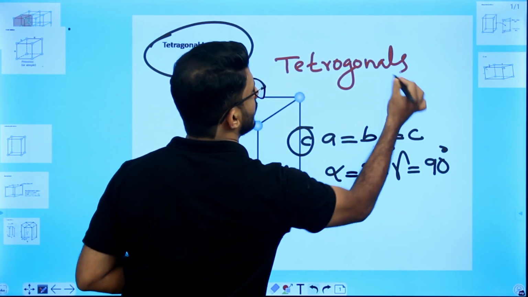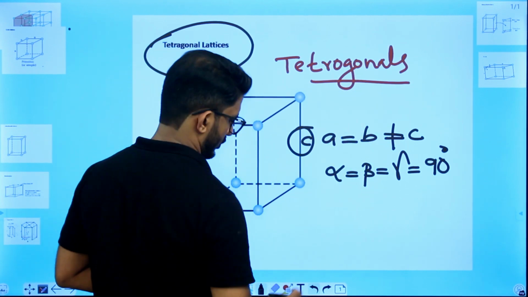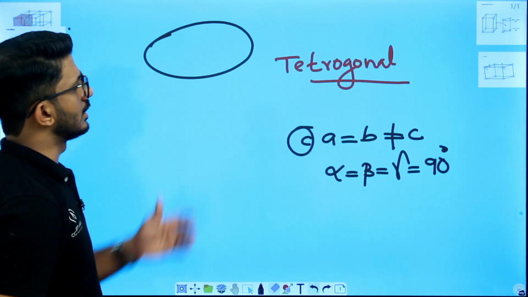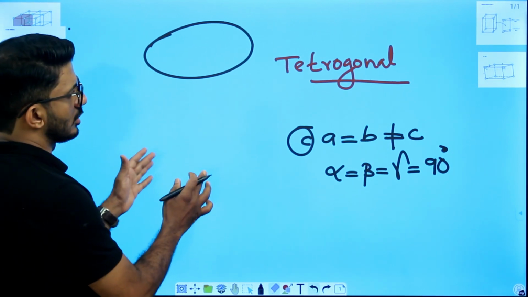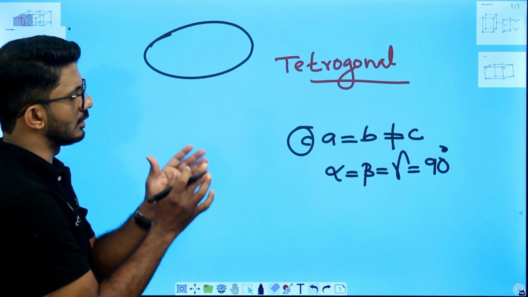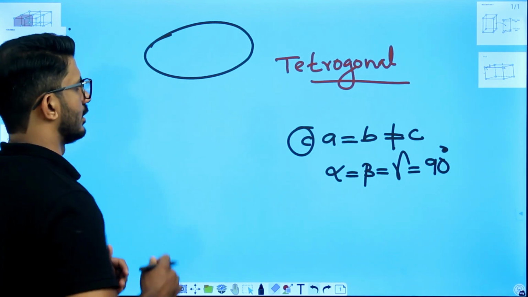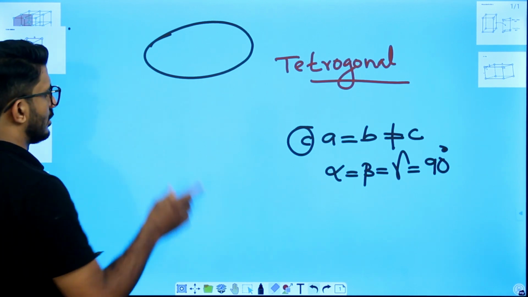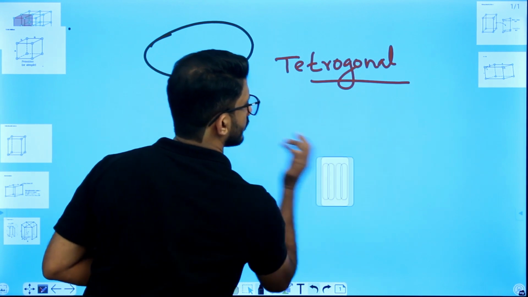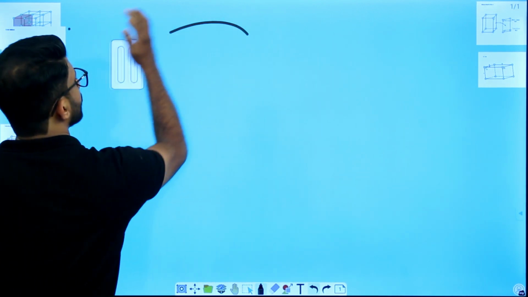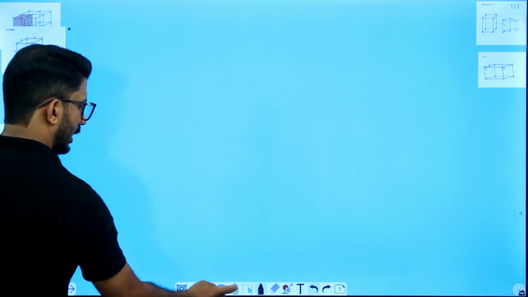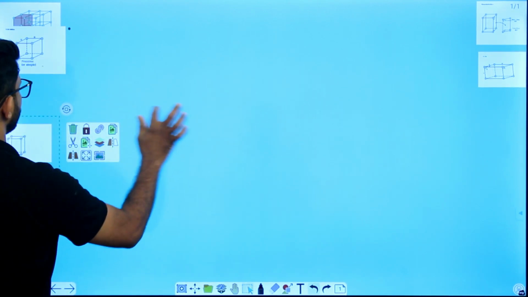So what are the specifications of a tetragonal lattice? A tetragonal lattice has A is equal to B, which is not equal to C, and alpha is equal to beta is equal to gamma is equal to 90 degrees. That is called tetragonal. And what is the next one? So, we have two types so far: one is cubic, the other is tetragonal, and the next one.